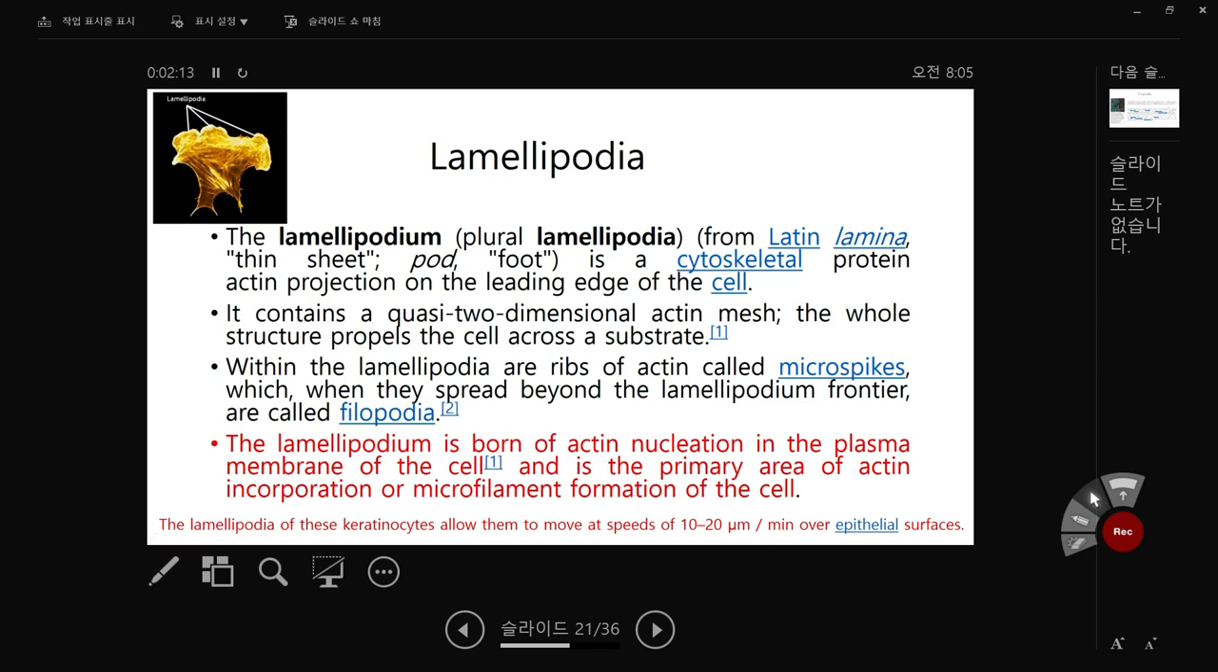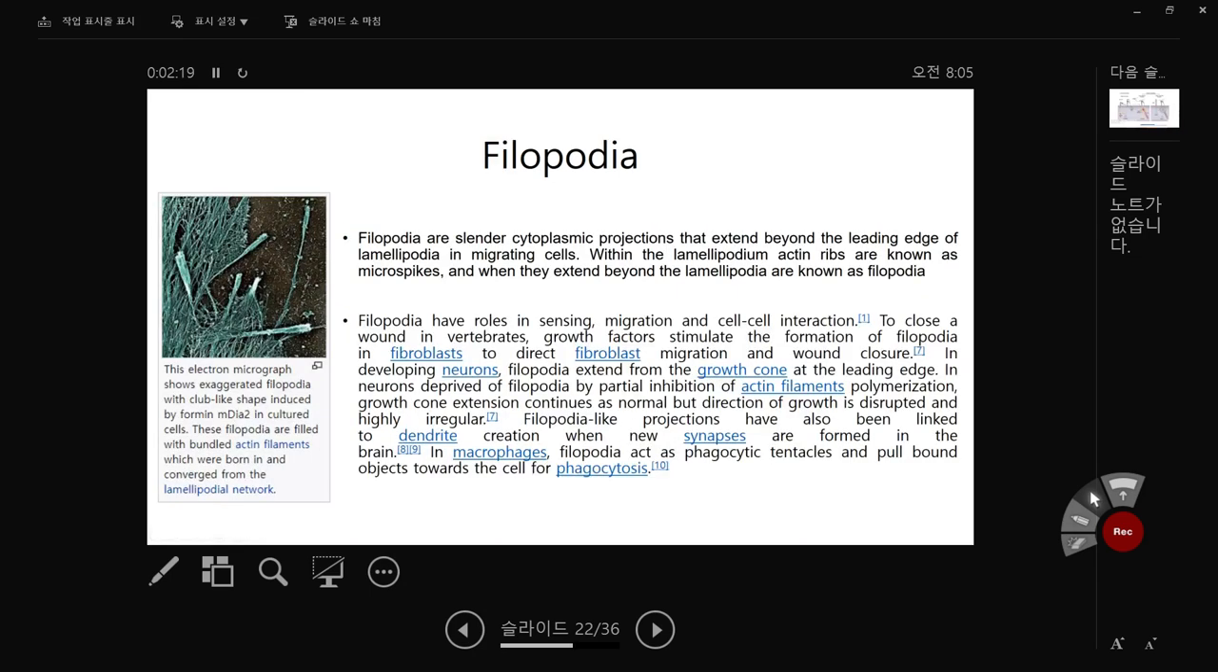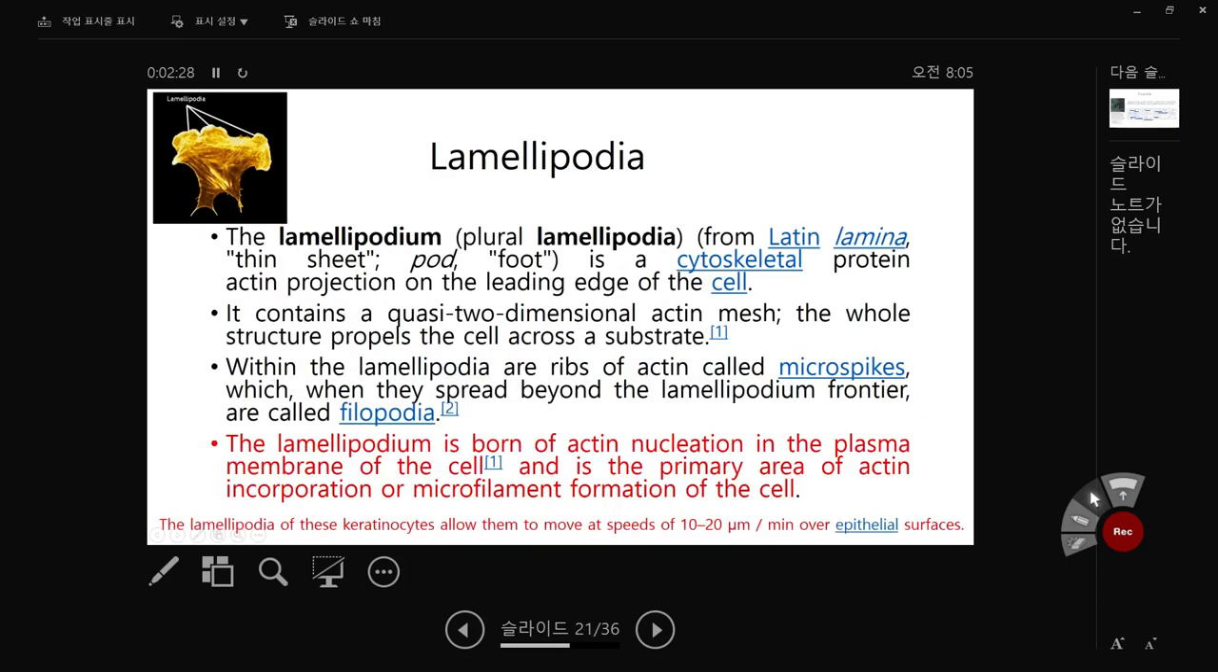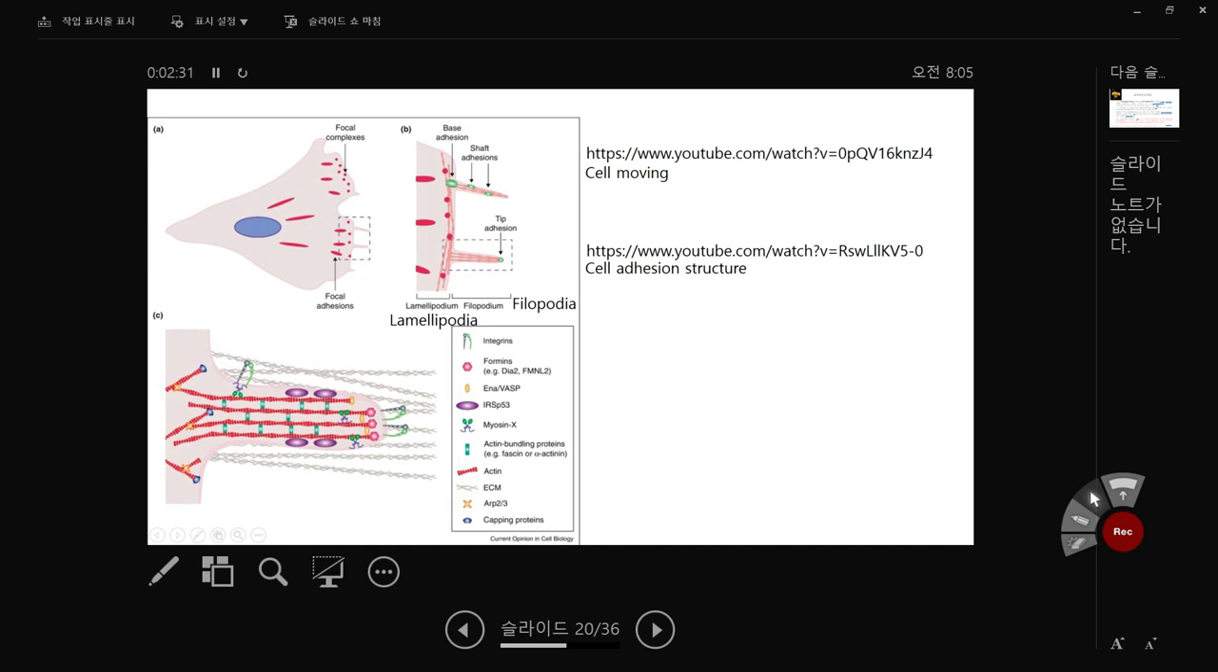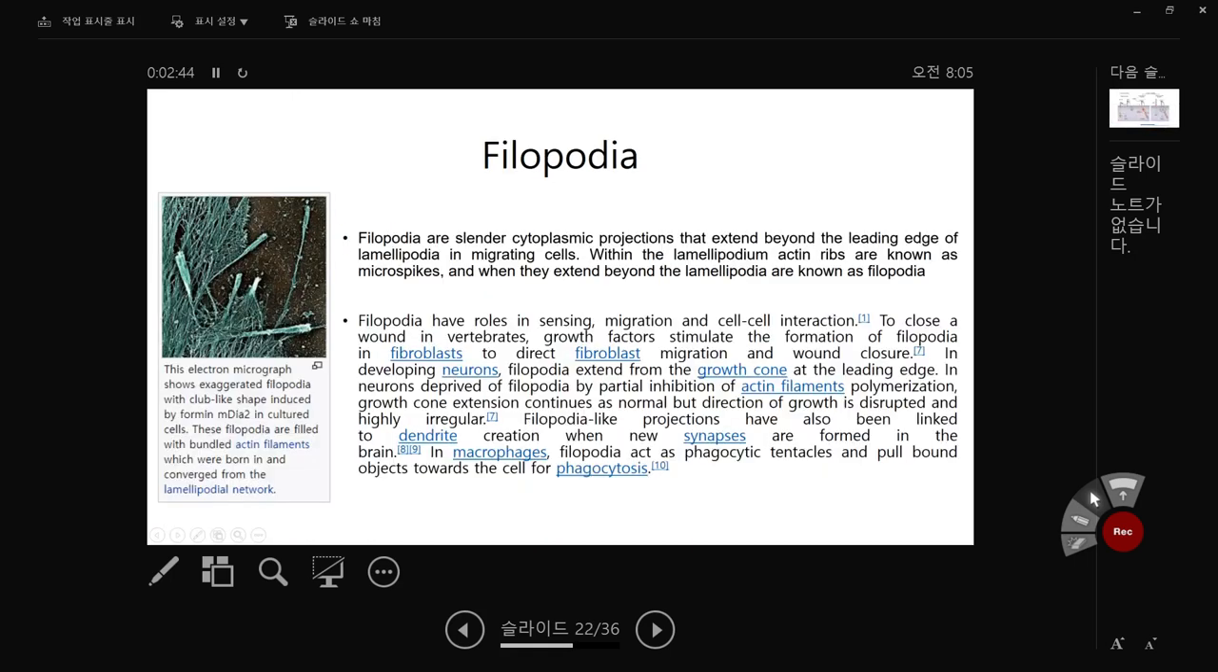So what is the cell motility speed? Yeah, mostly it is 10 micrometers per minute. And filopodia by SEM, you can see this kind of finger structure. If you see this one, this is a parallel filament. Parallel filament is called lamellipodia. And this perpendicular filament is called filopodia. So filopodia are slender cytoplasmic projections that extend beyond the leading edge of the lamellipodium in migratory cells. Within the lamellipodium, actin bundles are known as microspikes. When they expand beyond the lamellipodia, they are known as filopodia.